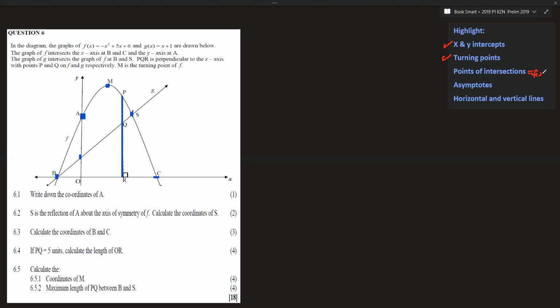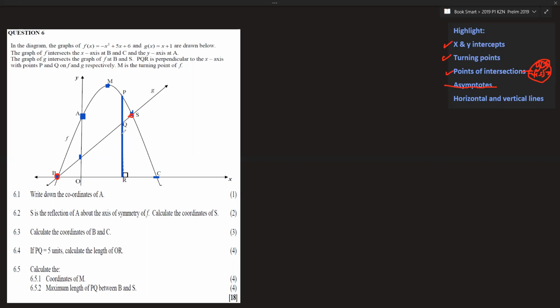So in this case, f(x) and g(x) are equal at the point of intersection. Does it make sense? In this case, they meet here and there. Awesome. So we highlighted that. Then in this case, there's no asymptote. Remember, an asymptote is only for hyperbola and exponential. And then horizontal and vertical lines.